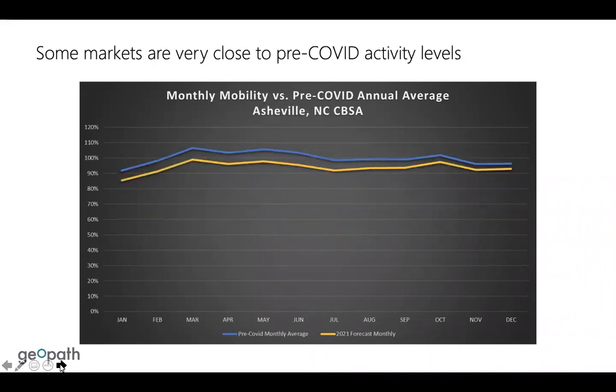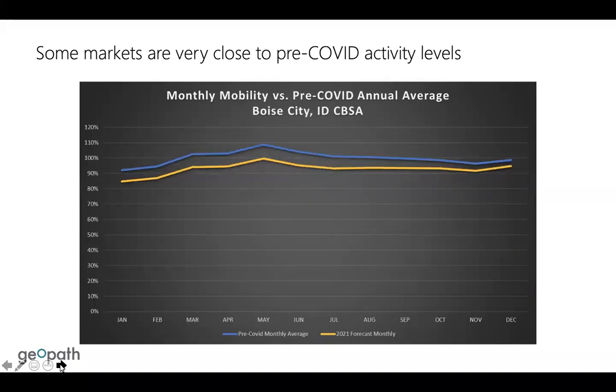Smaller markets, more rural markets, as we saw, are going to see a little bit less difference from the get-go. So they're already starting close to pre-COVID levels. This is Asheville, also another example of Boise, Idaho, very close to pre-COVID levels. But as you can see, also having their own slight variation of what seasonality looks like in those areas.